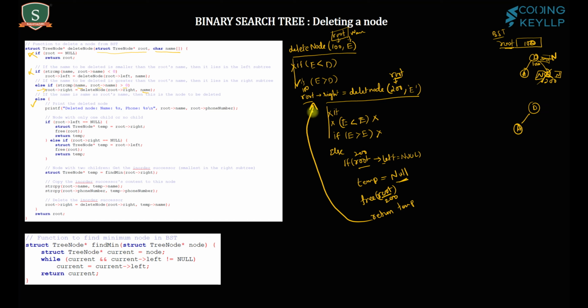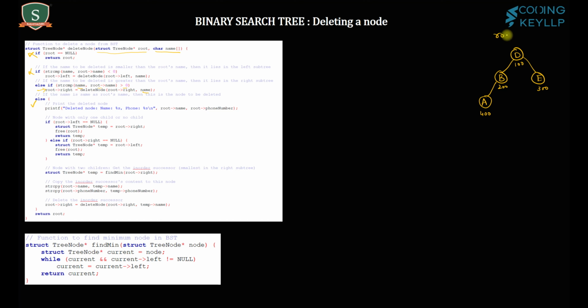Let us see one more condition. Let us consider this binary search tree where we are having a few nodes in it. Now, first for delete node, I will mention here dn. In the delete node, root, what is the root value here? 100. And I want to delete the element B, so I am passing the value B inside it.